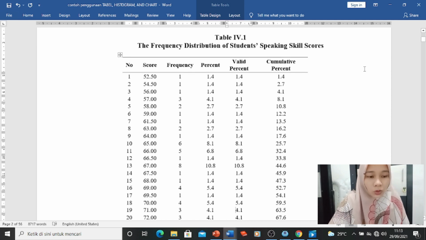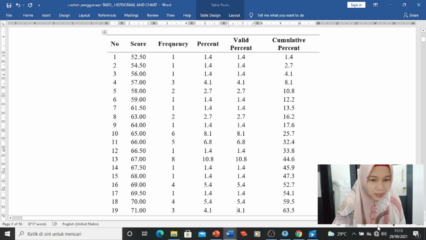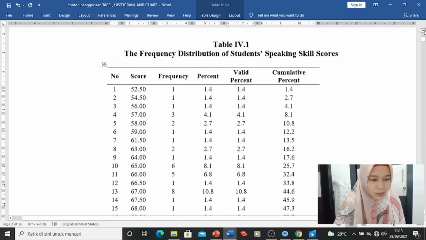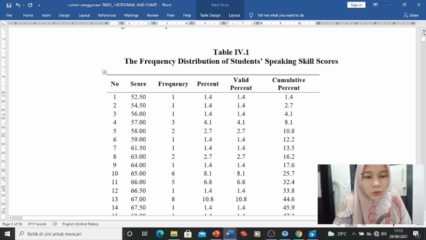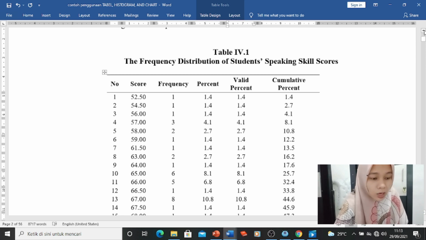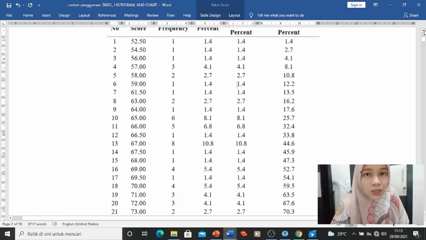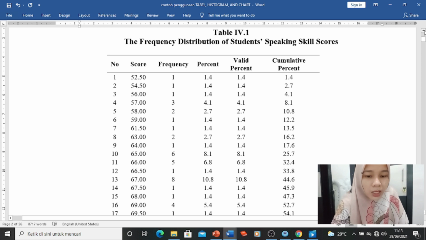This is too small. Just zoom in on your screen, or I'll help you zoom in from here. This is data information for the frequency distribution of student speaking skill scores. We're not going to learn how to read and present this kind of table, because our focus for today is not table, but only chart.